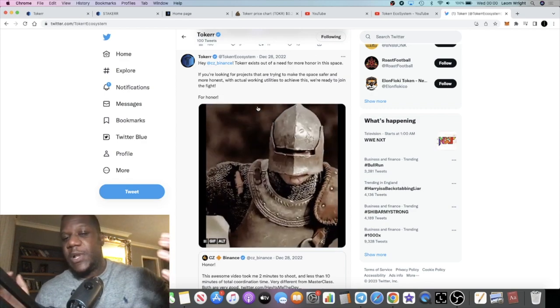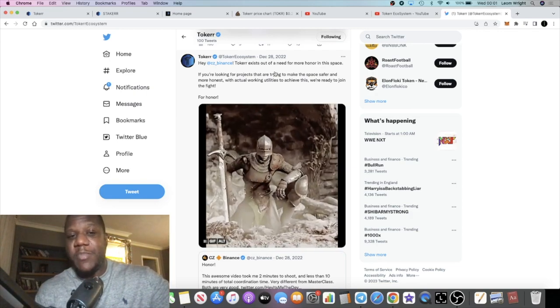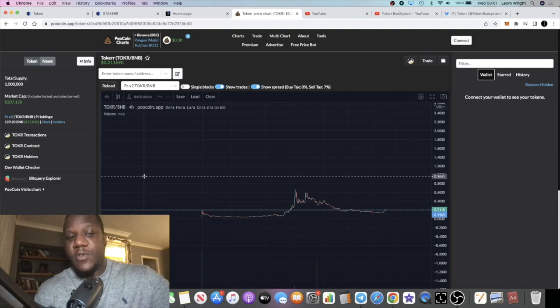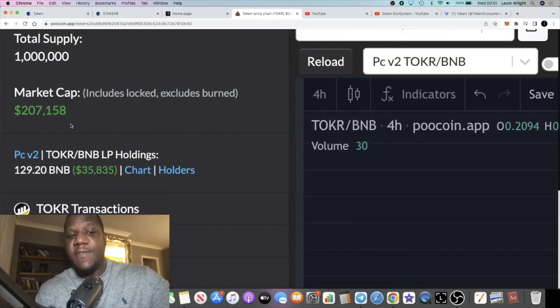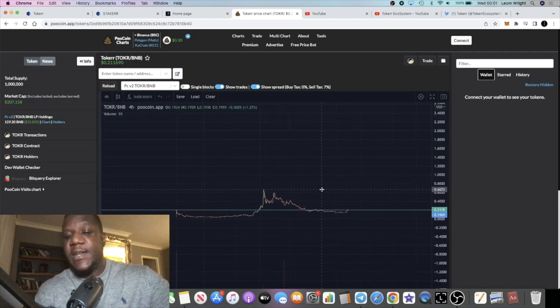Now this is a super low market cap, right? But just imagine if this did get listed on Binance, how far it could go. Because right now it's sitting at 207,000 market cap. It's super low cap and super degen. But it has had a pullback, so the chart is looking in a decent place for buying right now.